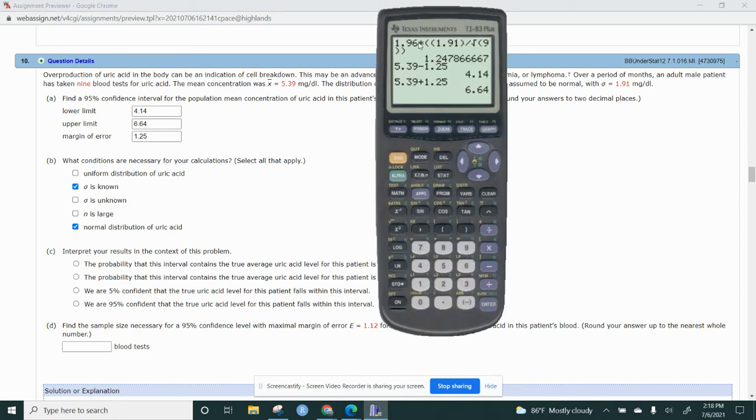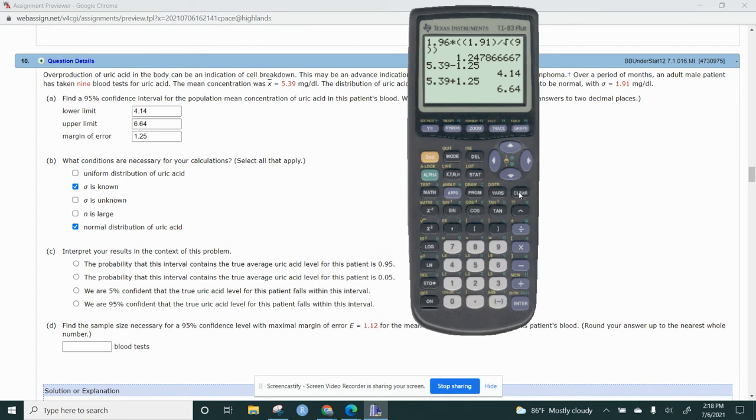Okay, so now I just need to find the sample size when the margin of error is 1.12. Okay, so I'm going to clear this out so I don't confuse anybody. First step, before that, I need to add some parentheses. I need to do 1.96, which was my critical value because I was looking at the 95%, times my standard deviation, 1.91. Close that parentheses, and then divide by my margin of error, which is 1.12. Okay, and then I close my parentheses.